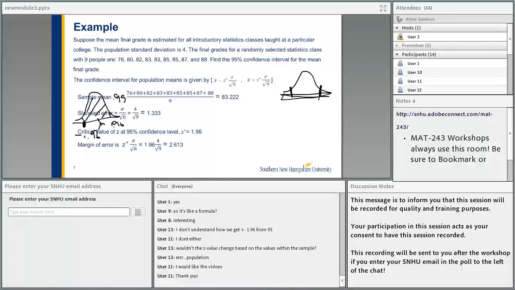I messed up the slide. All right. So then you have your margin of error, which is going to be Z star times sigma over square root of n. We found the standard error, which was 1.333. Multiply that with the Z star value. That would give you the margin of error.